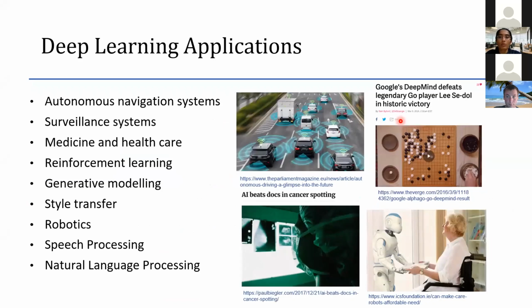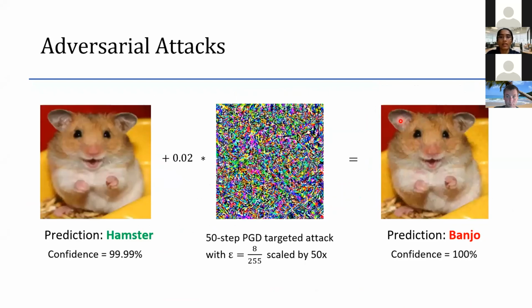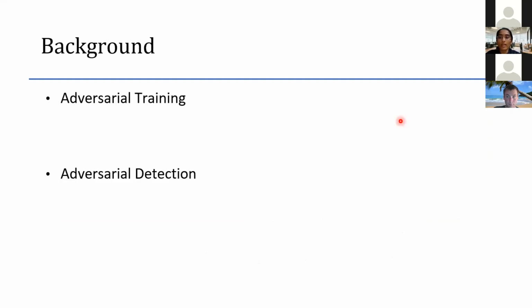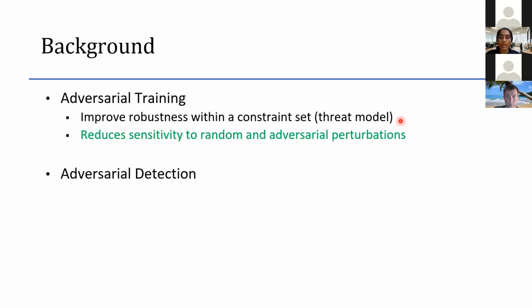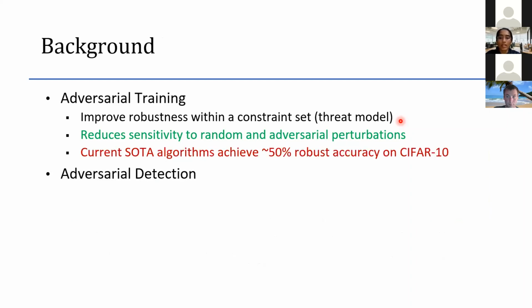Deep neural networks have outperformed the best of classical methods in many fields such as computer vision and natural language processing. However, they're susceptible to adversarial attacks, which are carefully crafted imperceptible noise, which can lead the model to confidently misclassify images to completely unrelated classes. Two of the well-known methods of protecting systems from such attacks are adversarial training and adversarial detection. Adversarial training improves robustness and reduces sensitivity to random and adversarial perturbations. However, the current state-of-the-art methods achieve only about 50% robust accuracy on CIFAR 10 on ResNet 18 architecture.